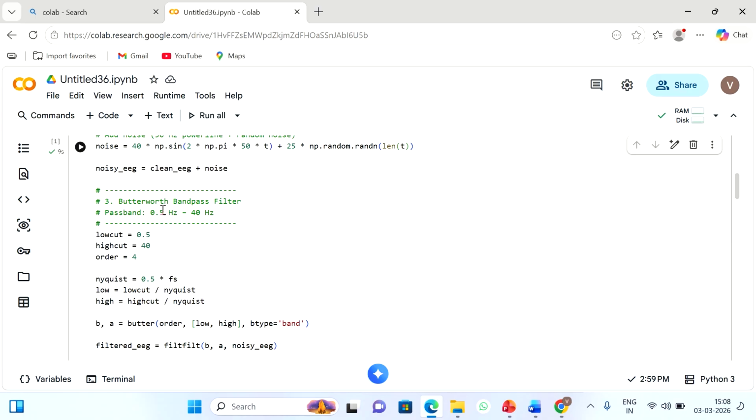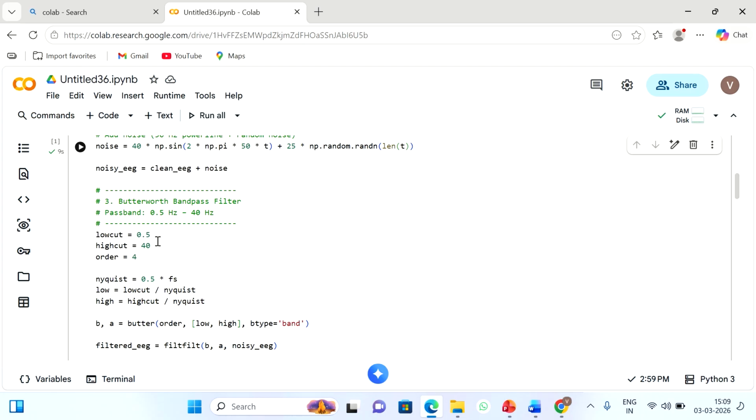Band pass filter is the type of filter which is adapted from the Butterworth filter. A band pass filter will have two cutoff frequencies: number one, lower cutoff frequency, and then upper cutoff frequency. The frequency components below the lower cutoff frequency will not be allowed, they will be removed. And the frequency components above 40 Hz will be removed because the high frequency components are assumed to be noise. That is why they are also removed.